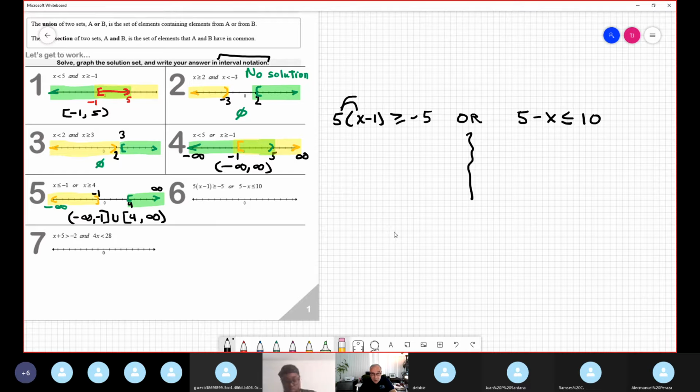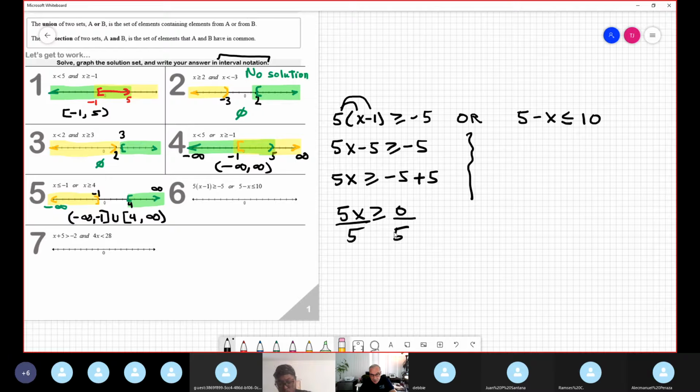You apply the distributive property. We have 5x minus 5 greater than or equal to minus 5. 5x greater than or equal to minus 5 plus 5, because I move this negative 5 to the right with the opposite sign. It's 0, cancel out, is 0, and divide by 5. So x is greater than or equal to 0, and it was not necessary to reverse the sign because you are dividing by a positive number. Okay, nice.